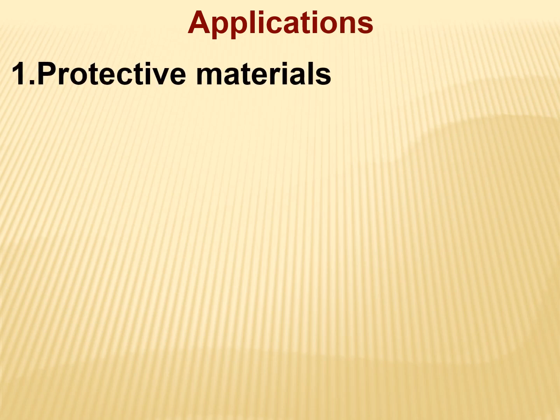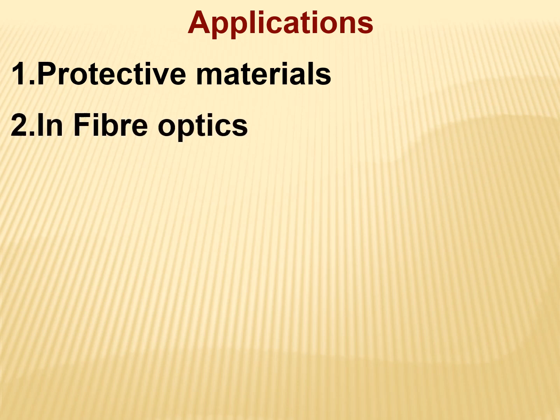Applications. The most important application: protective materials like bulletproof vests. Then fiber optics. In optical fiber cables, the cable insulation is made of Kevlar because you need a strong material. The cables are mostly underground, and if by accident somebody digs into this cable, then it should be protected. So the protective covering is given of Kevlar.